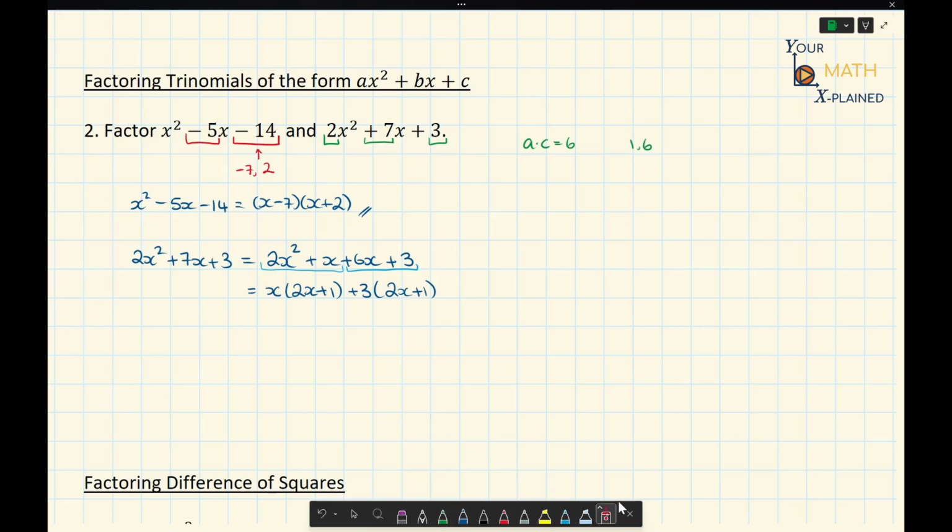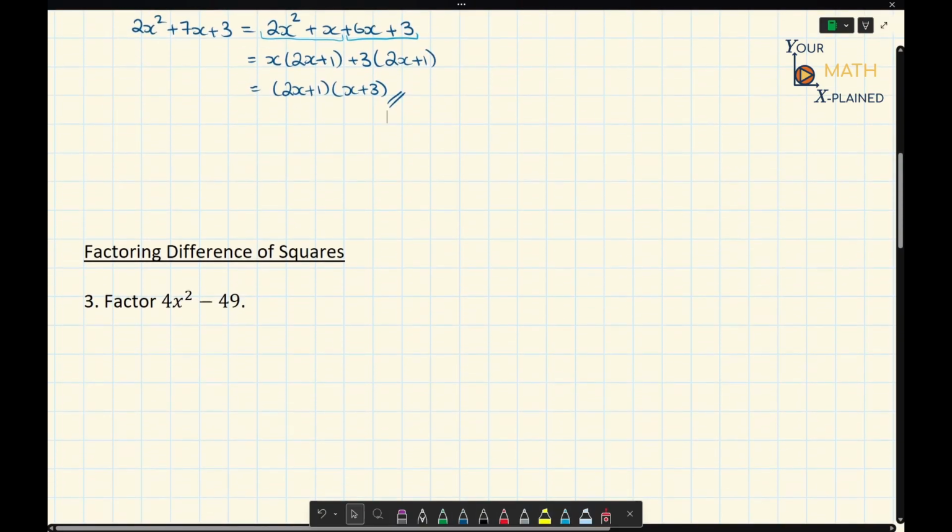So here you can do a quick check. If you did it properly, the two things that are in the brackets should be identical. If they're not, then you've made a mistake somewhere. And now the last step is, of course, you can factor out the 2x plus 1 from both of these terms, and we're left with x plus 3. So this would be the factored form.